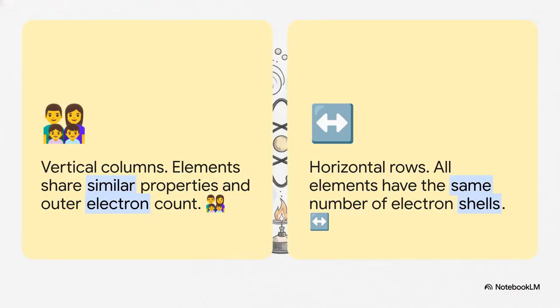The absolute genius of this table is how it's organized. Those vertical columns are called groups, and you can think of them as families. Every element in the same column acts in a really similar way. Then you've got the horizontal rows, which are called periods.